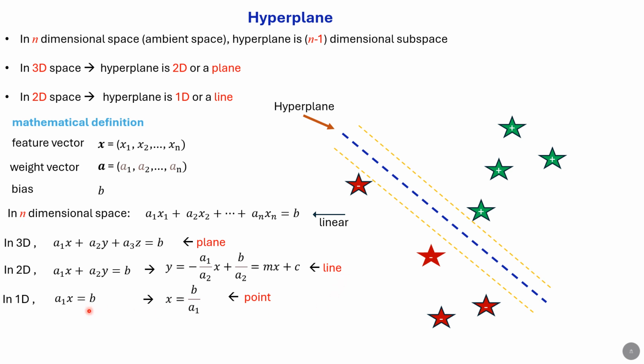And in 1D, a hyperplane is a point. It divides the 1D space or a line into two regions, one to the right and one to the left. Here we have 2D space and there are two types of data points, positive and negative. So we need to classify them. So this is the hyperplane. It divides these two types of objects or data points into two separate classes.